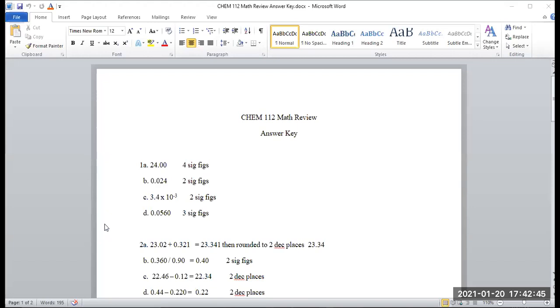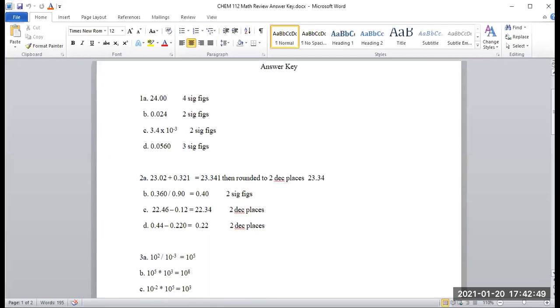The first set of them ask you to designate how many sig figs are present. So if you have 24.00, the fact that you have a decimal place actually allows you to make sure that you are counting the zeros as sig figs. So that one has 4 sig figs. However, in letter B, both of those zeros are leading zeros. Therefore, they do not count.